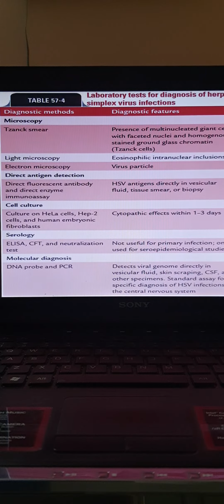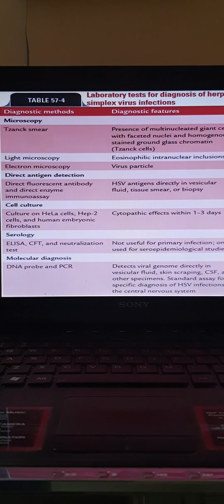So this is a summary of the various laboratory tests which we can do for diagnosis of herpes simplex virus infection. First important diagnostic method is microscopy. We can make the Tzanck smear, and in this you will see the presence of multinucleated giant cells with faceted nuclei and homogeneously stained ground glass chromatin. Under light microscopy, you can appreciate the eosinophilic intranuclear inclusion bodies. Under electron microscopy, you can see the virus particles.